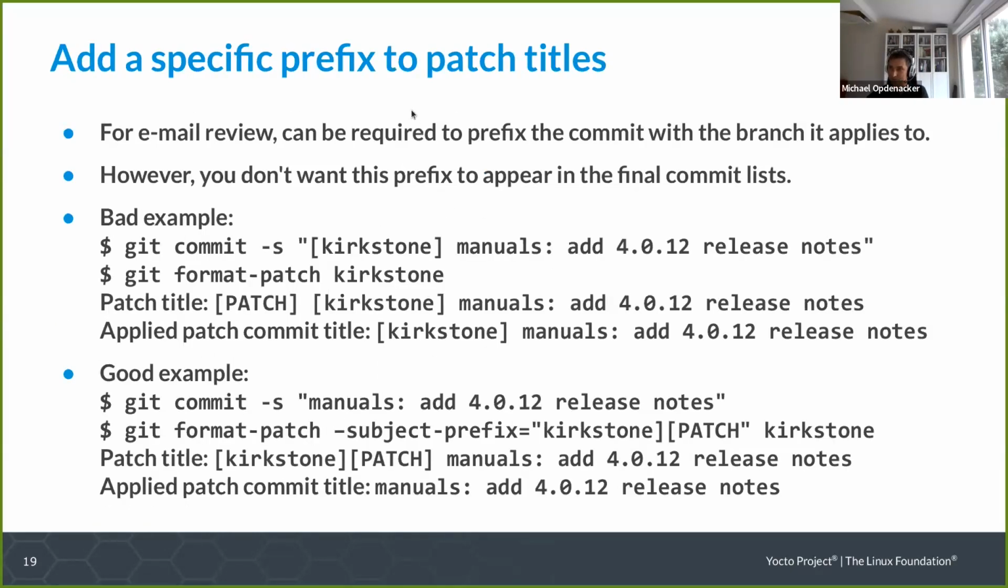Another need that we have in the Yocto Project is to add a specific prefix to the patch titles. It's sometimes required for the email review to let people know what branch the patches target. But at the same time, you don't want to show this prefix in the final commit lists. So here's a bad example, adding the prefix at the commit creation time. That's what I was doing for a long time, and people were very polite and didn't tell me that I had a bit of an unconventional behavior.